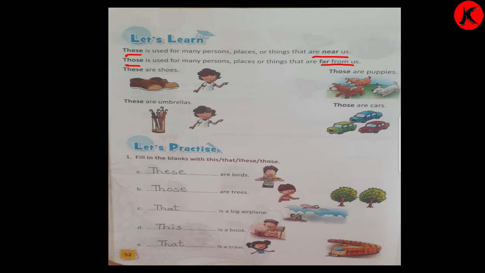But these हम किस लिए यूज़ करते हैं? जो चीज़ें हमारे करीब में है, नज़दीक में है. Those हम किस लिए यूज़ करते हैं? जो चीज़ हमारे से दूर है.